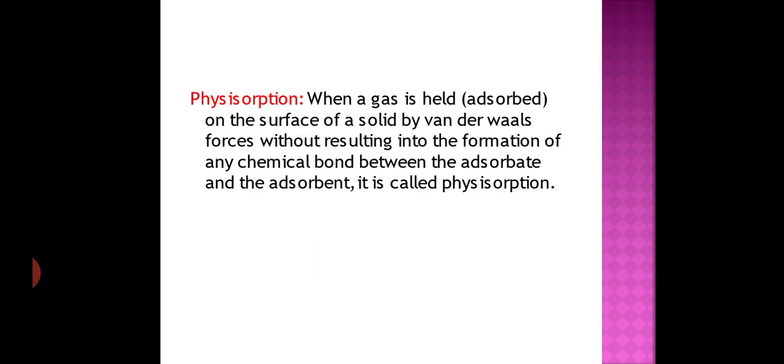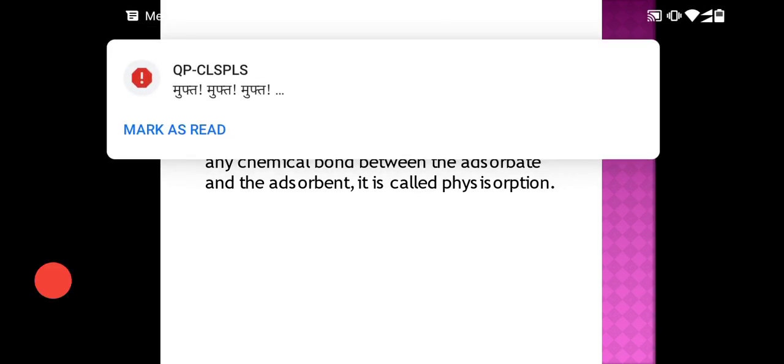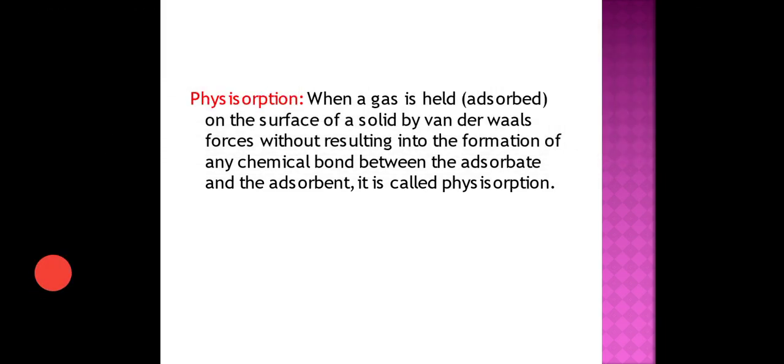When a gas is held adsorbed on the surface of a solid by van der Waals forces, weak force, mind it, without resulting in the formation of any chemical bond between the adsorbate and the adsorbent, is called physisorption. That is, no chemical bond is being formed between the adsorbate and the adsorbent. Got it? Simply a van der Waals force of attraction is taking place. So that is called physisorption, or van der Waals adsorption, we can say.